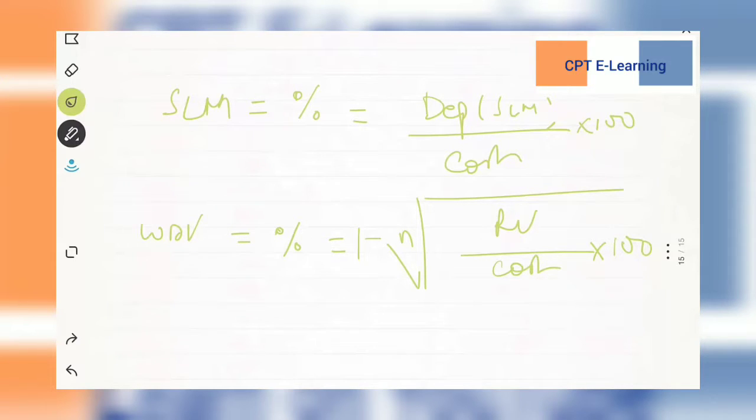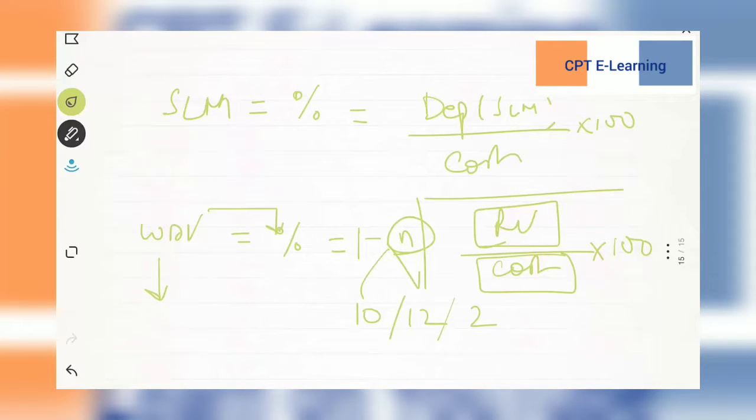1 minus nth root. This nth root is the life. Like if the life is 10 years, then it will be 10th root. If the life is 12 years, then it will be 12th root. If the life is 2 years, it will be the square root of the residual value divided by the cost. See, again we are including the salvage value, and hence in any WDV calculation, the percentage includes the salvage value, and hence while calculating, we ignore the salvage value as the percentage is already inclusive of it.